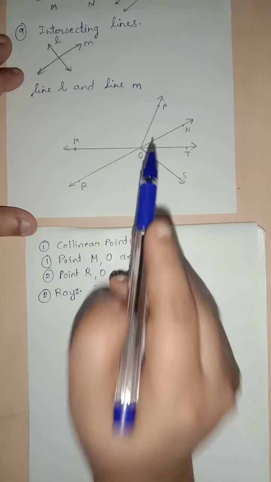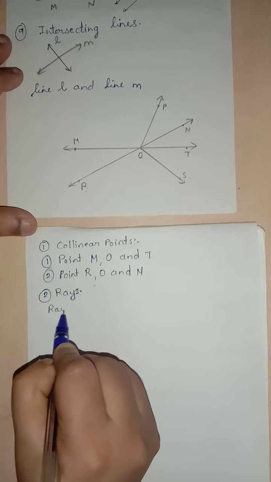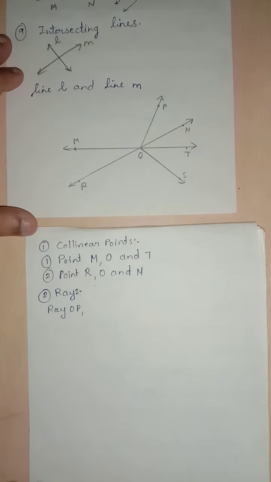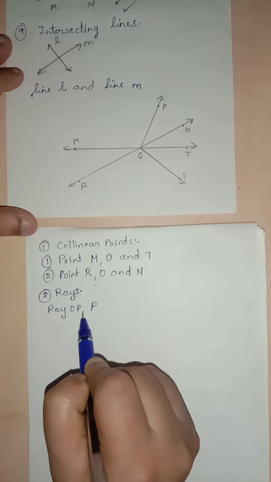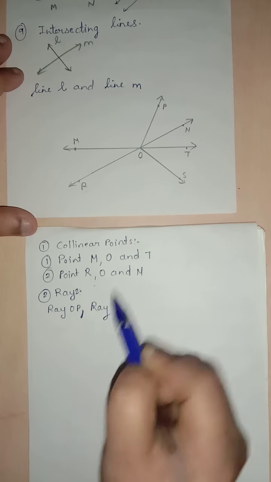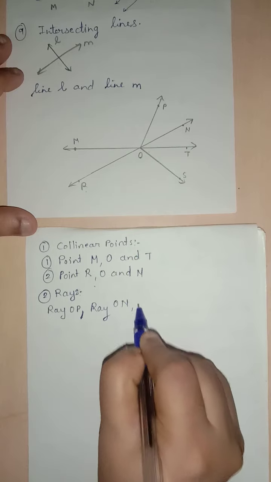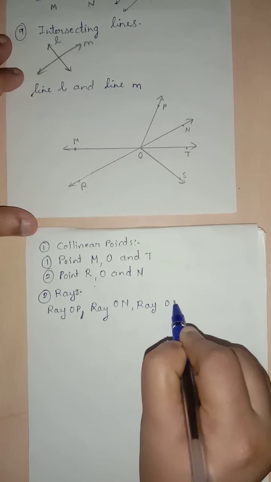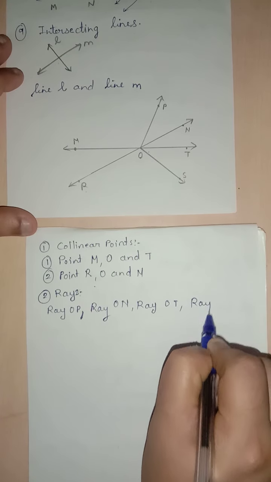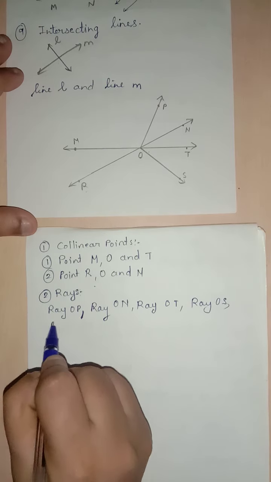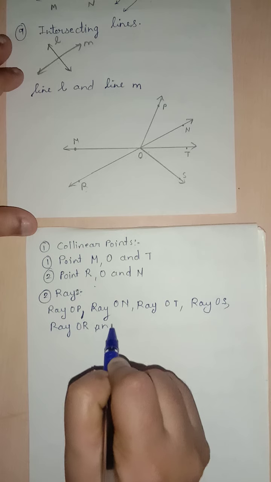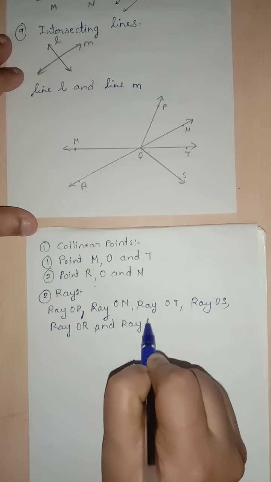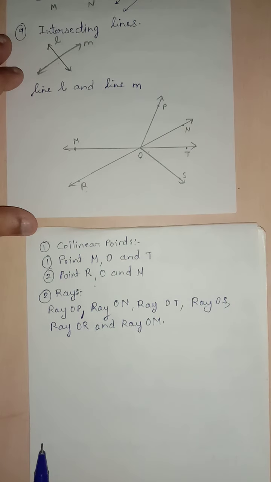So you will name it from O. Ray OP. Don't give a comma because it is one ray. Now, comma, the other ray we are writing. Ray ON. Ray OT. Ray OS. Ray OR. And ray OM. Understood? So in total we are having 6 rays.